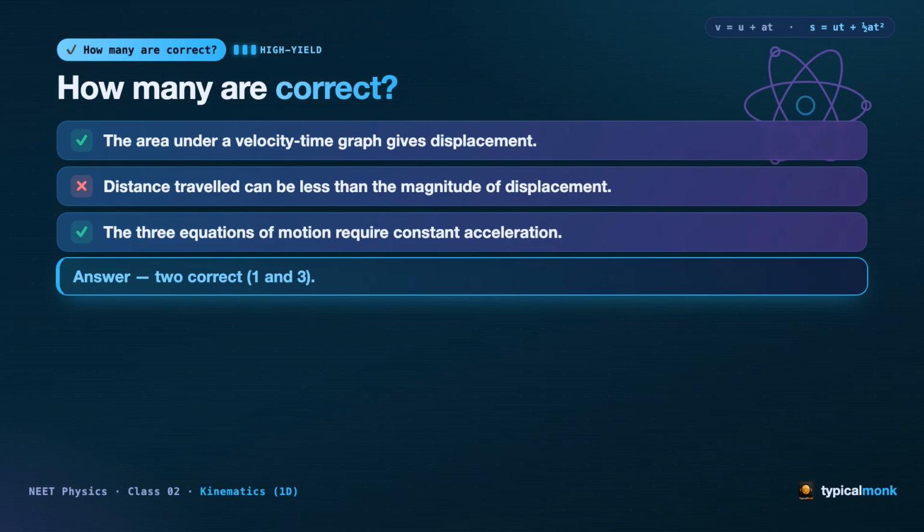So, how many are correct? Two statements, the first and the third. The area under a velocity time graph truly is displacement, and the three equations truly do need constant acceleration. But the second one fails. Distance is the whole path, so it can never be smaller than the straight displacement. It can only be equal or greater. That single reversal is the trap NEET sets, and now you will not fall into it.